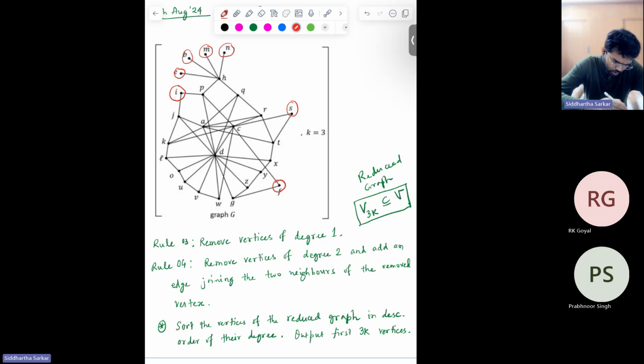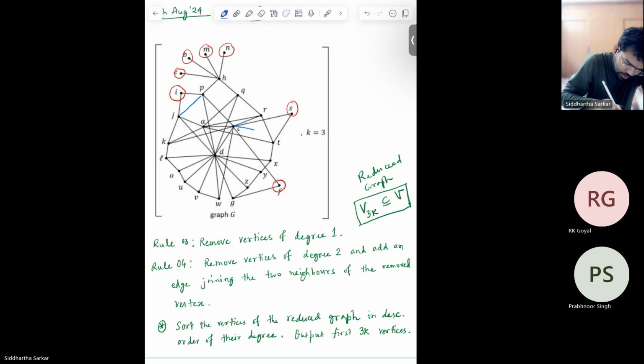Let me use blue color. So the J and P are neighbors to I, so they got connected. And C and T are neighbors to S, they got connected. Again, C and G are neighbors to F, so they also got connected.